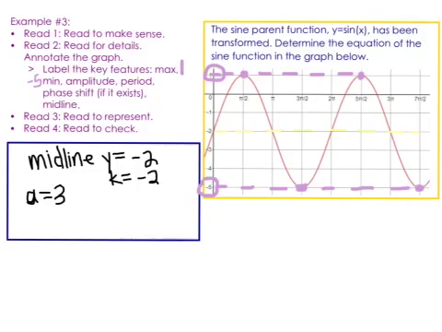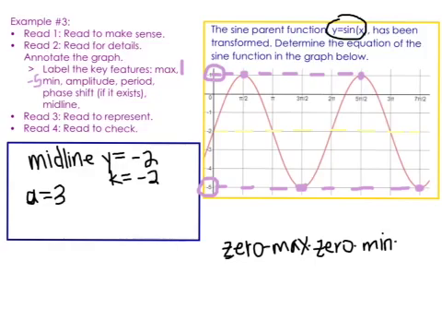Now if I were to look back at my graph and I recall that for sine functions, the 5 points for sine functions is 0, max, 0, min, 0. Right, that's the pattern. So 0 to my max, back to 0 to my min, back to 0. So this represents one cycle.